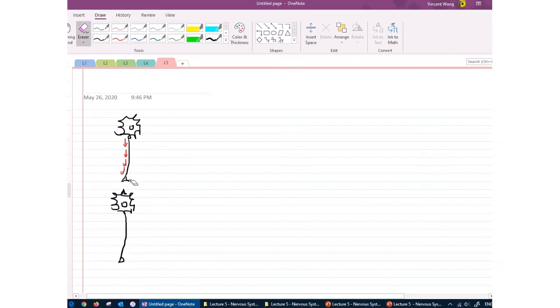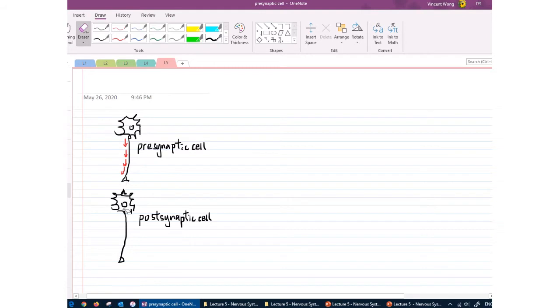And the question is, how does the signal jump from the axon terminal of one neuron to the dendrite of the next? So in this scenario, this neuron here is going to be called the presynaptic cell. That's the one that is going to be carrying the signal. And here, the one that is going to be receiving the signal is called the postsynaptic cell. So the signal will jump from the axon terminal of the presynaptic cell to the dendrite of the postsynaptic cell.